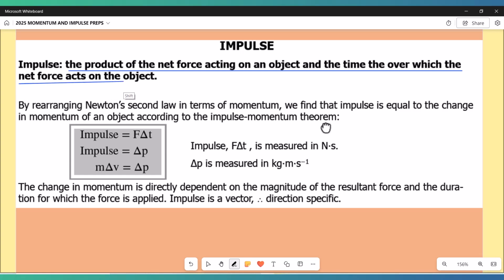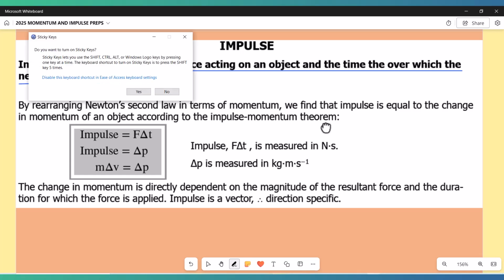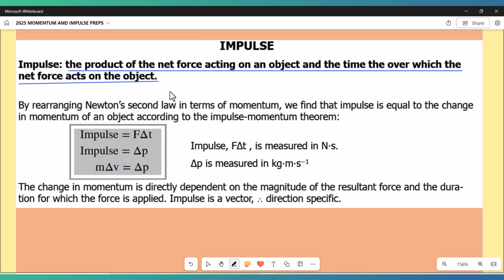I repeat with an explanation again. Impulse is the product, meaning multiplication, all together, of the net force and the change in time for which the net force acts on the object. If they say define impulse, you say impulse is the product of the net force and the change in time for which the net force acts on the body.